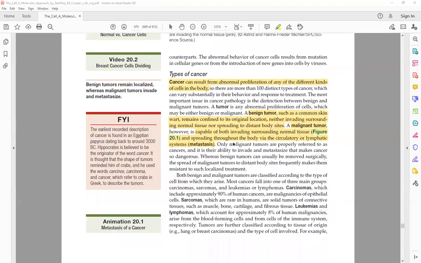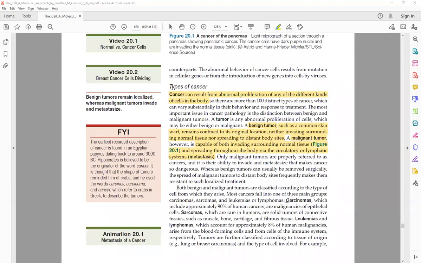Now, cancers could be divided into three different types. One is referred to as the carcinoma, which includes approximately 90% of human cancers, and are malignancies of the epithelial cells. Whenever the epithelial tissue is going to form cancer, then it is referred to as the carcinomas. Okay. Epithelial tissues refer to the skin tissues, etc. They are going to form the carcinoma.